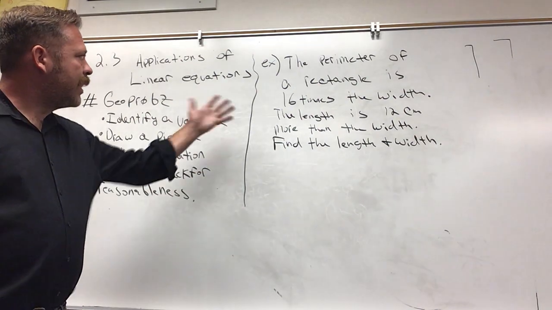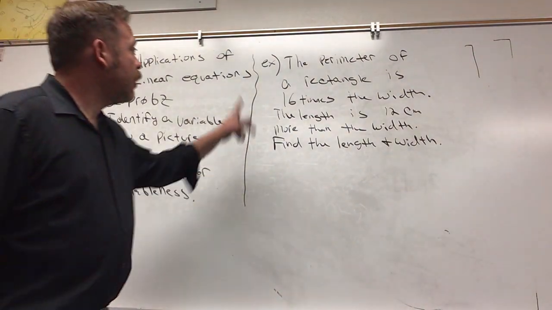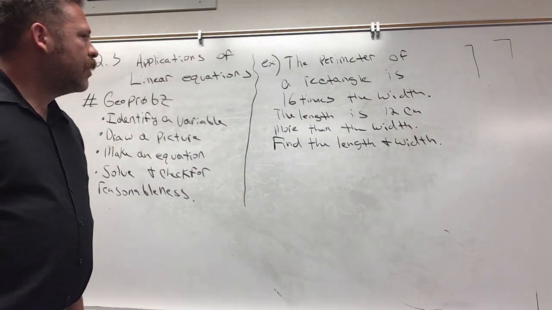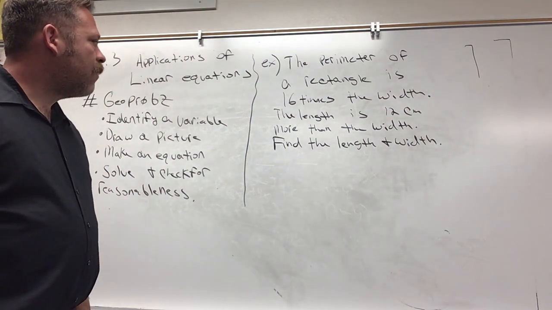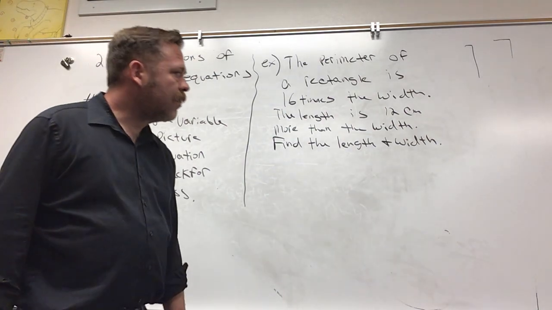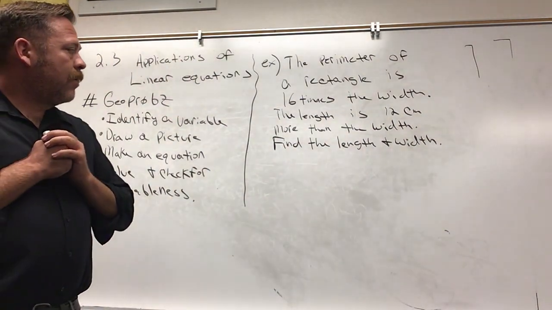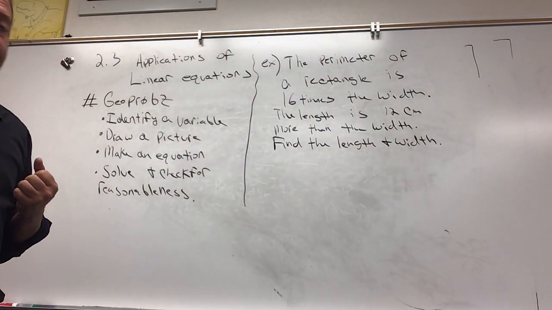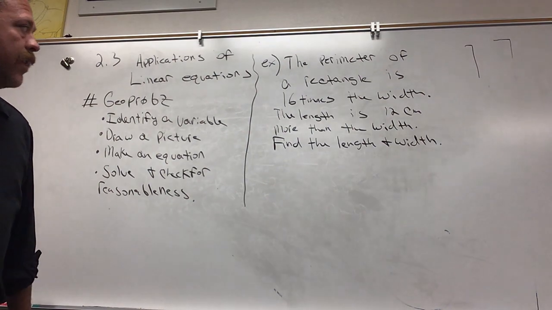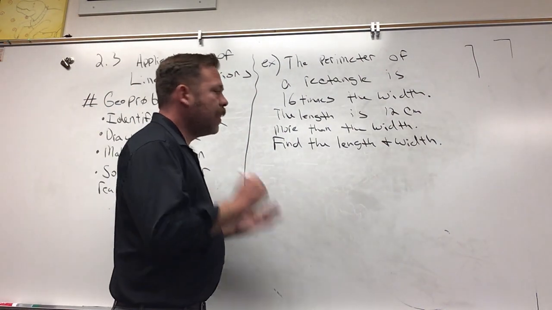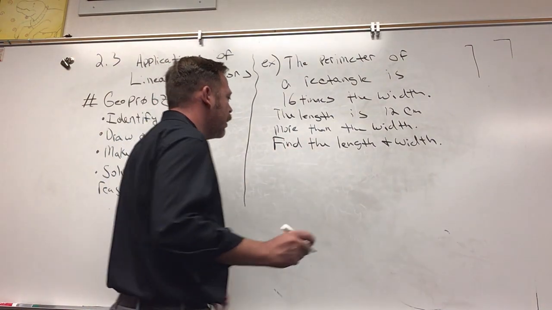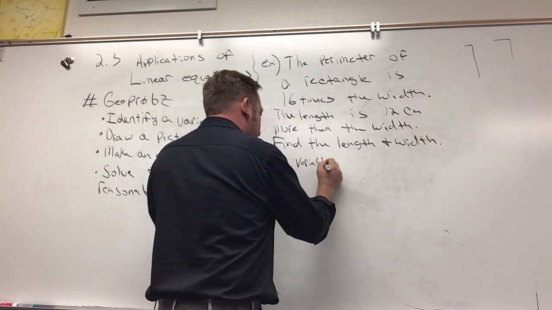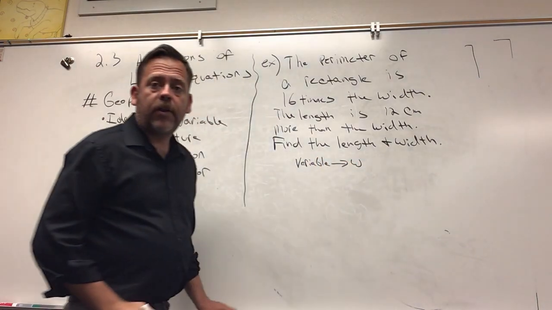So let's take a look at this example I have written down here. The perimeter of a rectangle is 16 times the width. The length is 12 more than the width. Find the length and the width. Oh gosh. So what I would do is identify my variable. I want to find the width, and if I find the width, I can use the information to find the length. So my variable, I'll say, is W for width, okay?